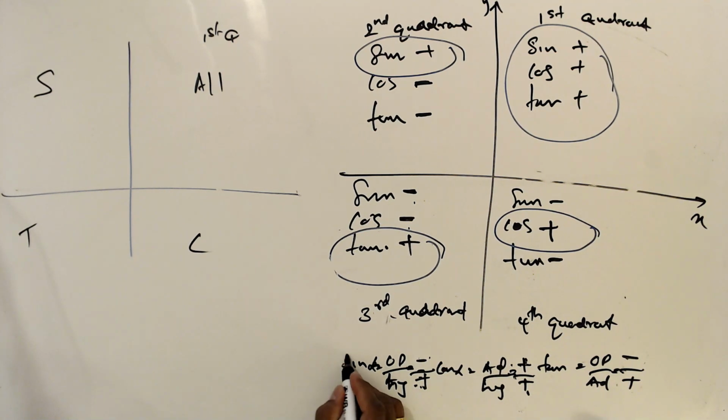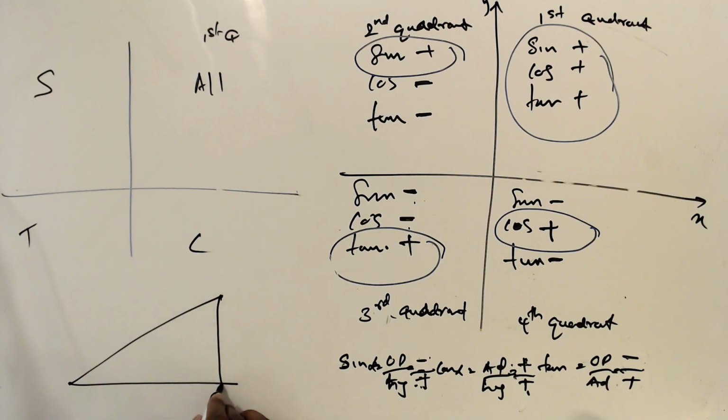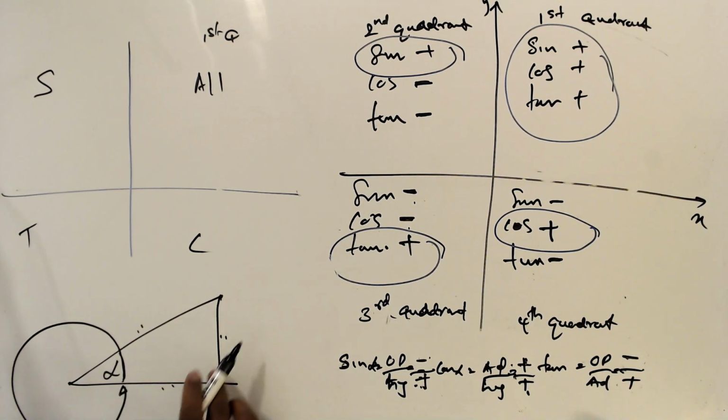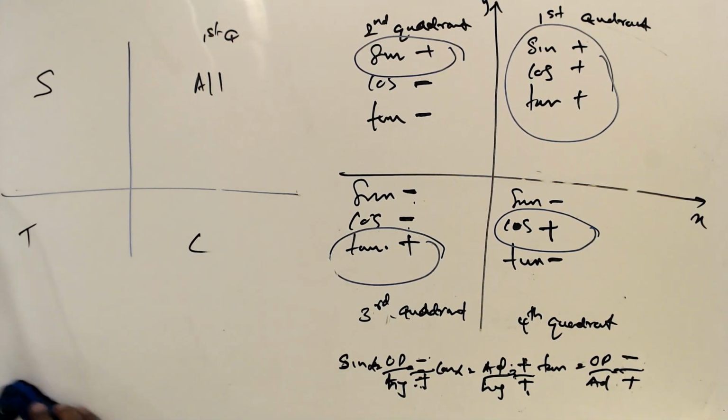Now, what did we learn? Did we learn about the circles? No. We only learned what happens to the ratios: sine, cos, tan, opposite divided by hypotenuse, adjacent divided by hypotenuse. What will happen as this alpha increases? What will happen to those ratios?